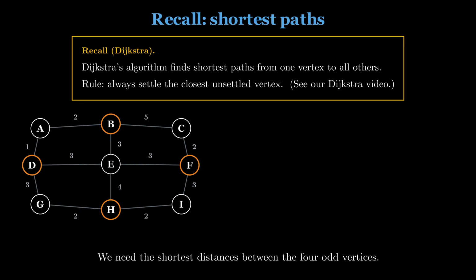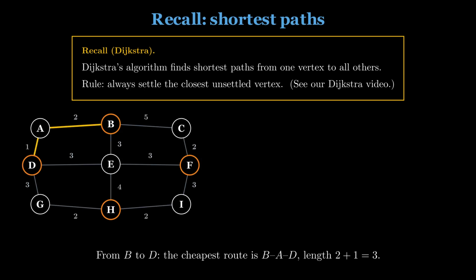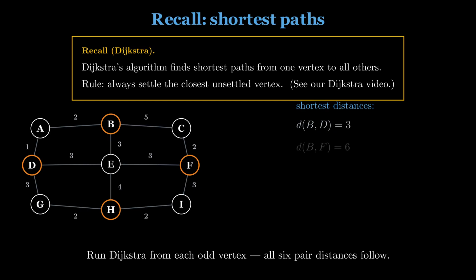Here we need the shortest distances between the 4 odd vertices. For example, from B to D, the cheapest route does not use the center. It goes around the corner, 2 plus 1, total 3. Running Dijkstra from each odd vertex fills in all 6 pair distances.